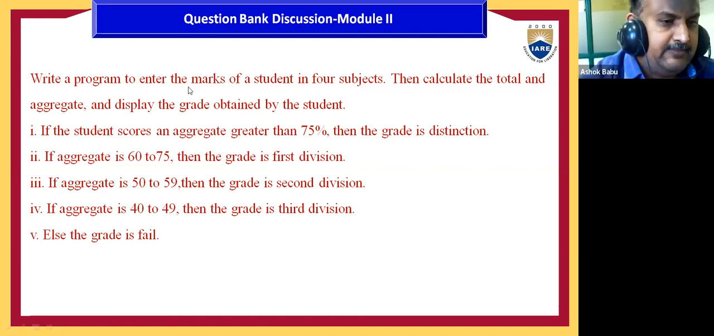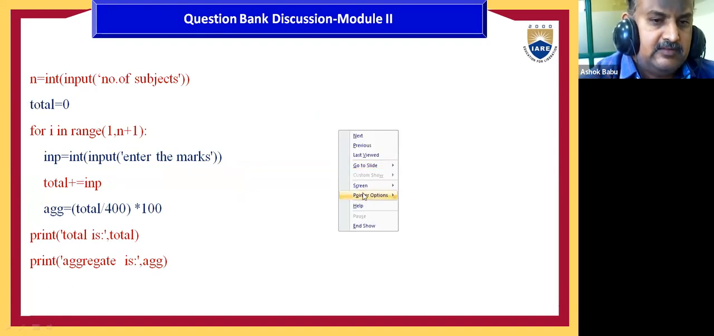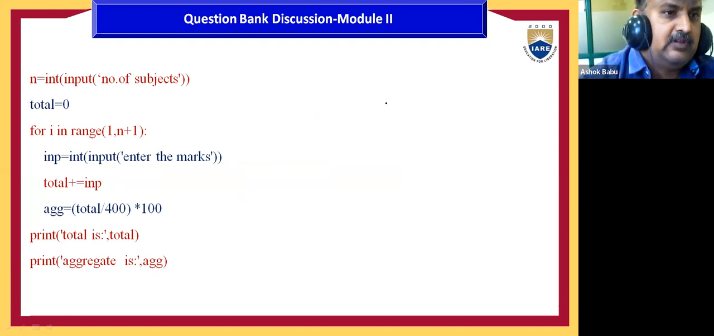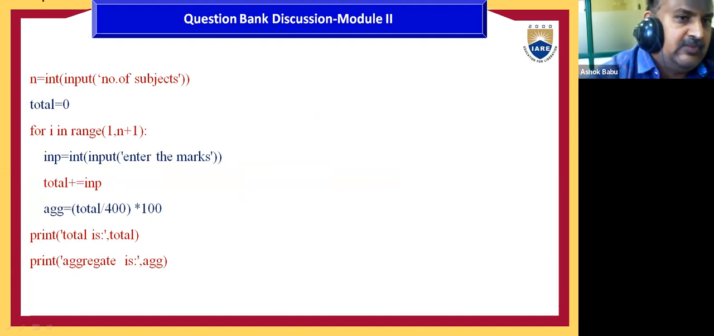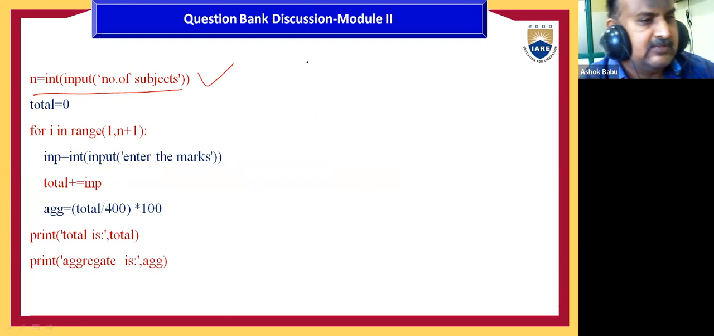Test completed. Next, please go to the program. Here, let us assume n is a variable, n equal to int of input of number of subjects. Here we need to give a number of subjects. We can choose any number of subjects. For example, we are assuming 4 as the number of subjects.